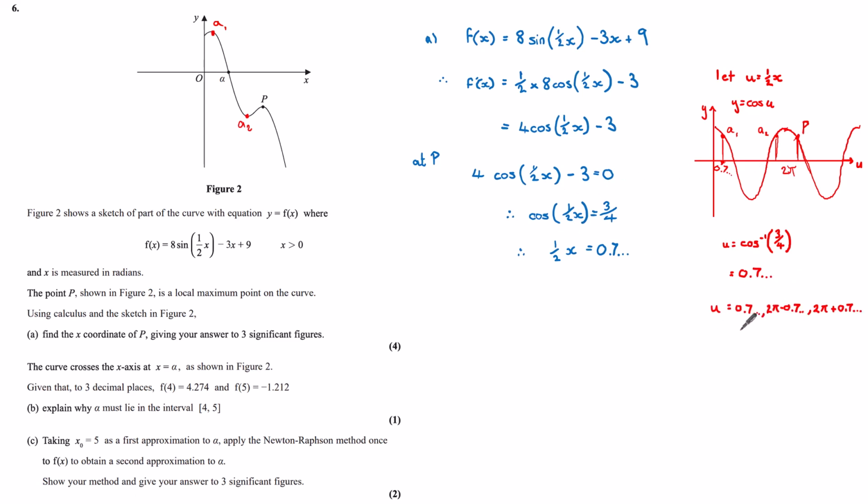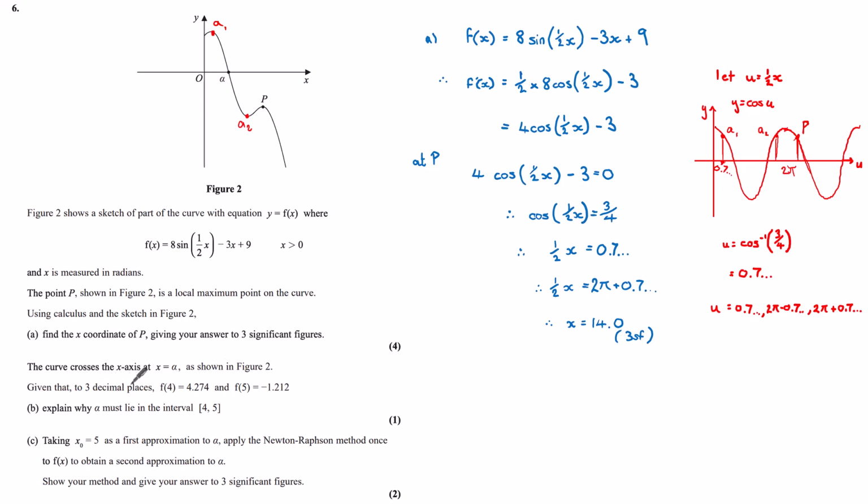So u has an endless number of solutions, but I am interested in the third, 2 pi plus 0.7. And so putting that back in, I've got half x is equal to 2 pi plus 0.7, and so on. On my calculator, I can type in 2 pi plus 0.7 and multiply by 2. This gives me a value of x of 14.0 to 3 significant figures.